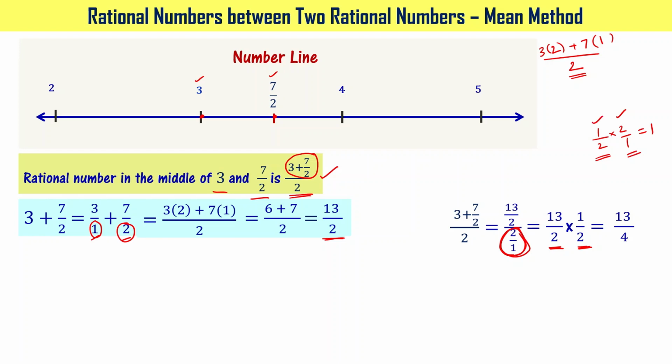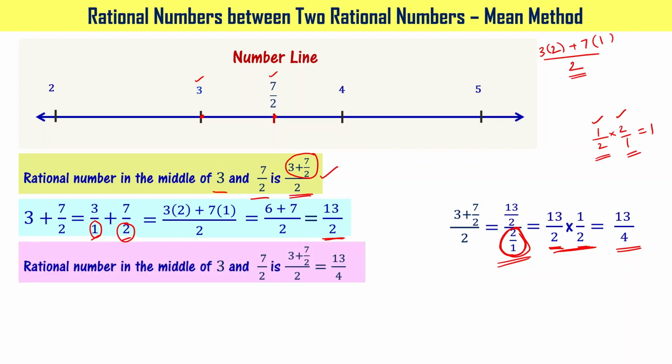Instead of dividing 13 by 2 by 2 by 1, I'm multiplying 13 by 2 with 1 by 2, which is the multiplicative inverse of 2 by 1. So 13 by 2 times 1 by 2 is 13 by 4. Please note this. Now, the rational number in the middle of 3 and 7 by 2 is 13 by 4. So as I said earlier, if you mark a point exactly in the middle of these two points, that is going to be 13 by 4.